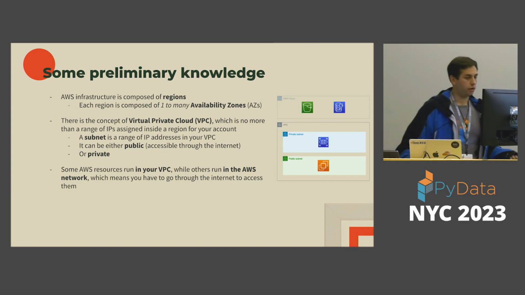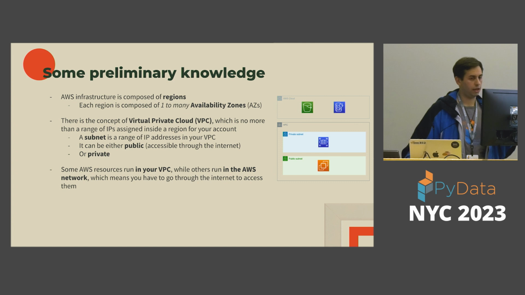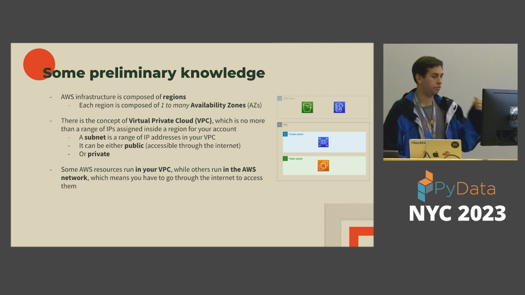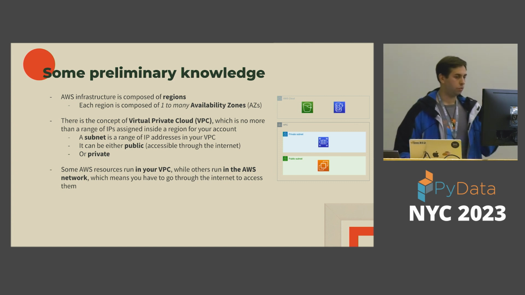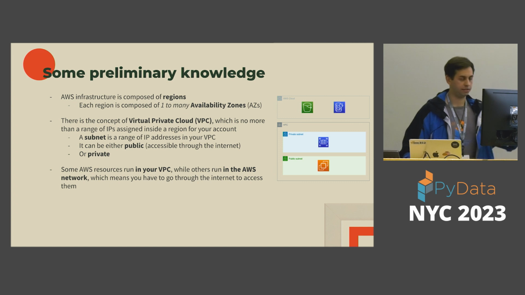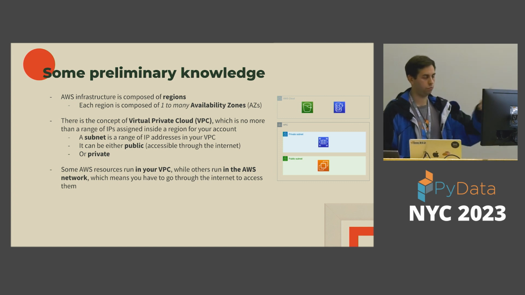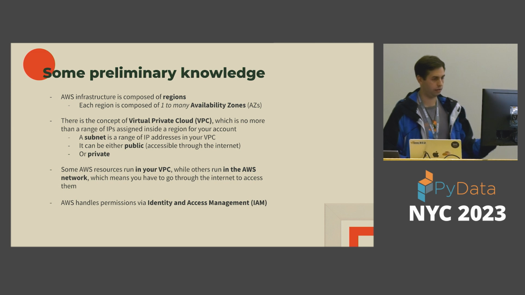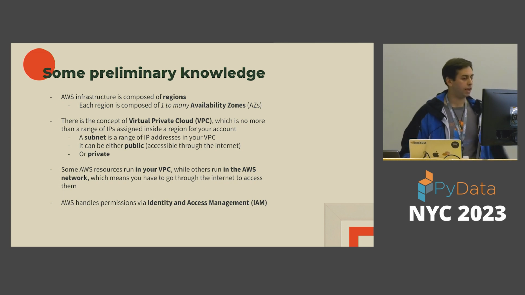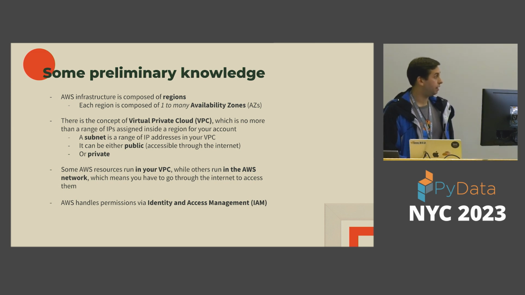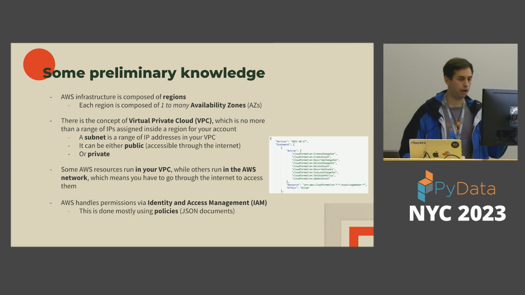And also you need to understand that some AWS resources run inside your VPC while others run in the AWS network, which means you would have to go through the internet to access them. There are some exceptions in which we can bypass that. And finally, AWS handles permissions via Identity and Access Management. I am using policies, which is a JSON that looks like that.